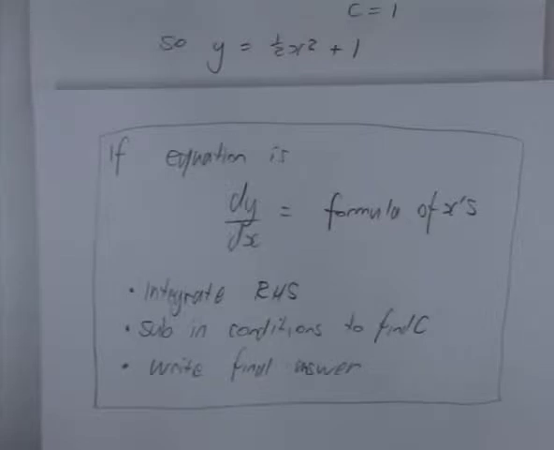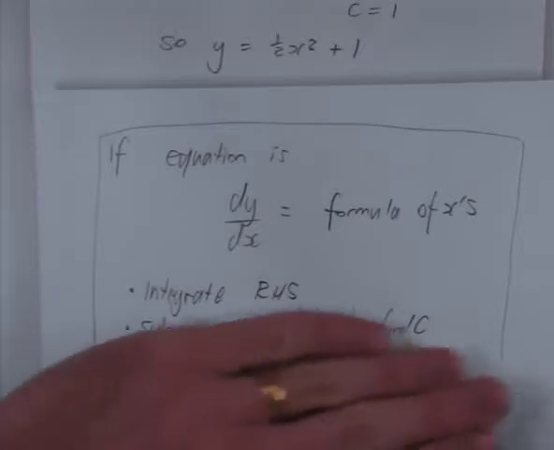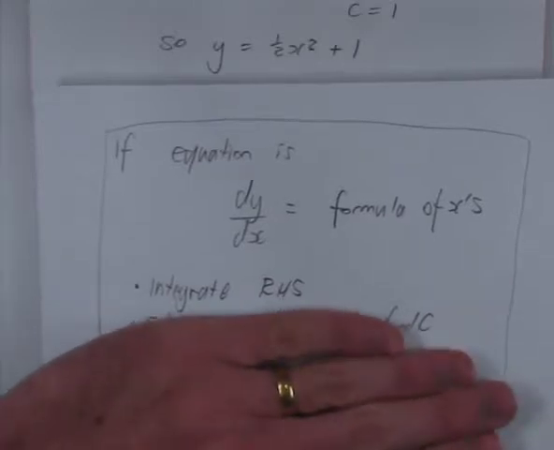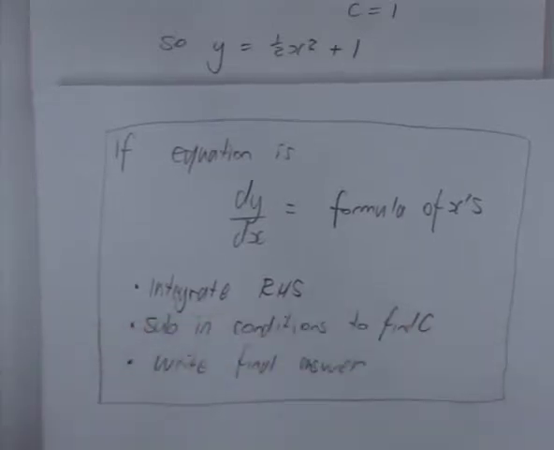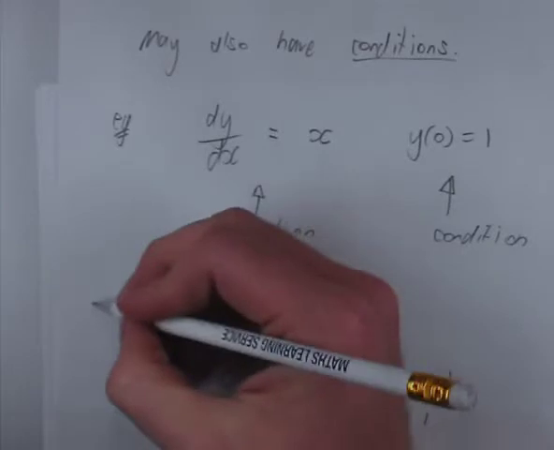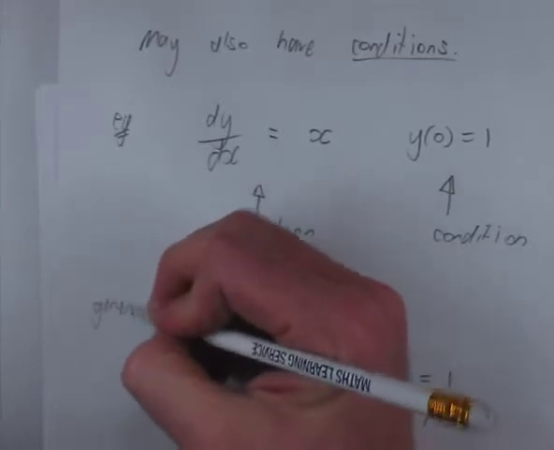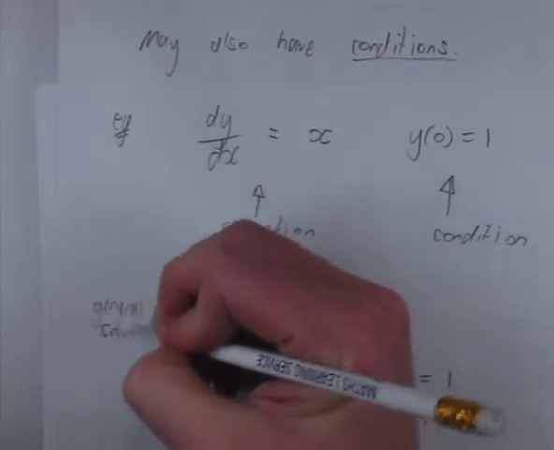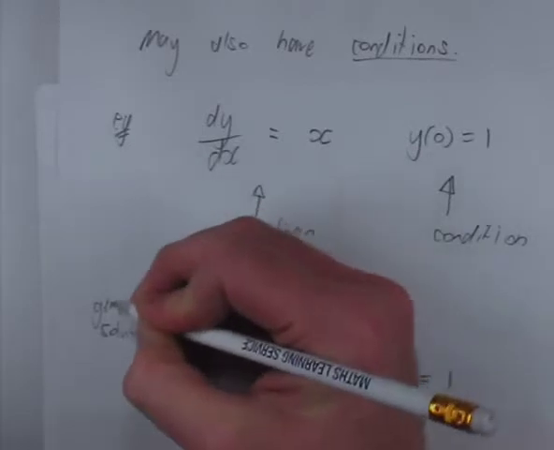Okay, now you may not have conditions, in which case you will just stop there. Okay, because you'll just leave a plus c in it, and that's called the general solution. Okay, so back here. Question. Yep. Is that also called an antiderivative? Yes. Technically it is an antiderivative.